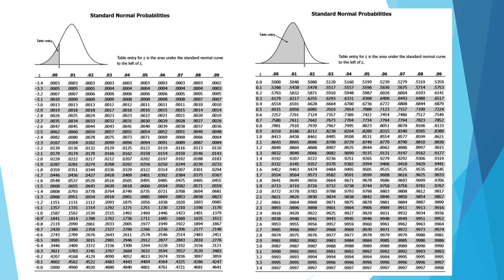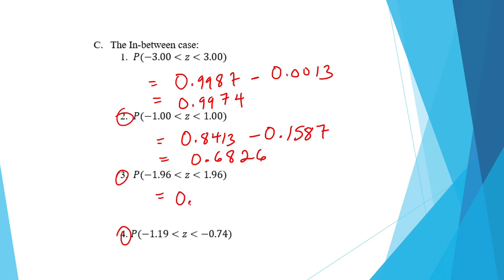In example 3, we'll try between negative 1.96 and positive 1.96. Negative 1.9, and we need to locate the column 0.06. So the area to the left of negative 1.96 is 0.0250. And for the positive side, we have 1.9 here for the row, and the column 0.06. If we intersect the row and the column, we get the area is 0.9750. To find the area between, we just have to subtract the bigger area minus the smaller area, and we should get 0.95.